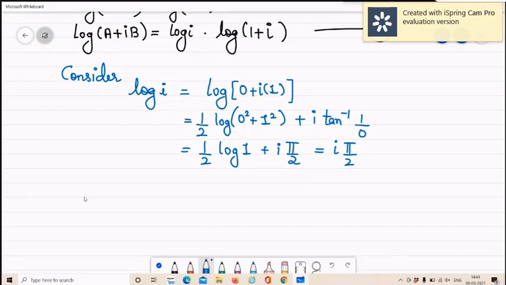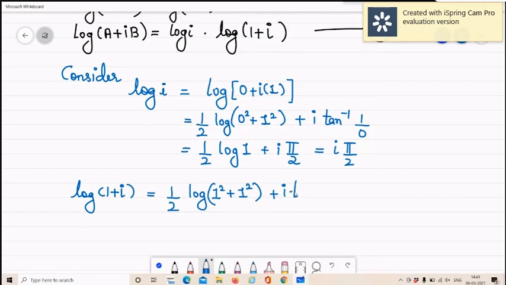Now, after this, the next thing I'm going to do is find out what is log of 1 plus i. Okay, so for log of 1 plus i, the approach is again half log of 1 square plus 1 square, because the real part is 1 and the imaginary part is 1, plus i tan inverse of 1 by 1. So what do you have? 1 by 2 log 2 plus i. What is tan inverse of 1? Pi by 4. Yes.